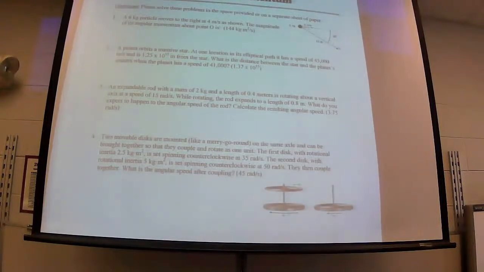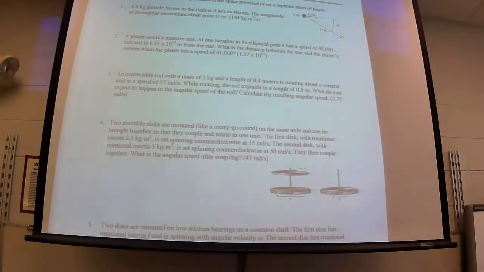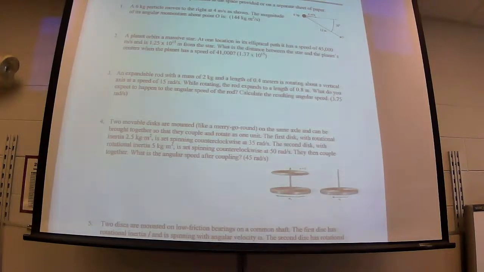Okay, number 1. I picked this one because it's a web-assigned question that never makes any sense. So here we go. A 6-kilogram particle moves to the right at 4 meters per second. What is the angular momentum about point P, about point O? All right, let me say that in casual language.